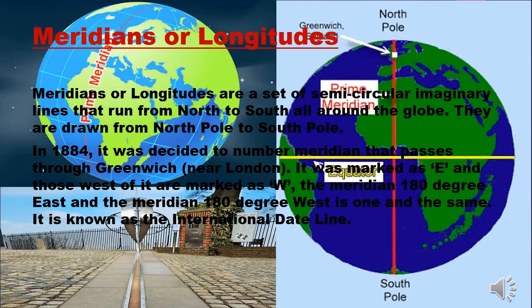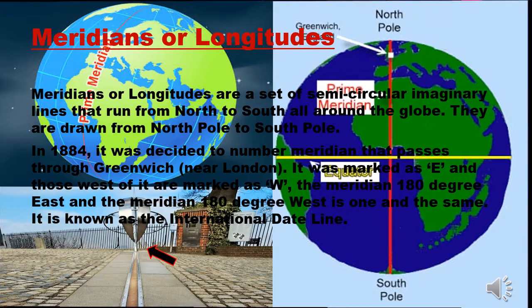The meridian 180 degree east and the meridian 180 degree west are one and the same. Both east and west fall on the same line on both sides. Thus, it is known as the international date line. So in total there are 360 meridians, 180 degree east plus 180 degree west. And this is the prime meridian sculpture at Greenwich, London.